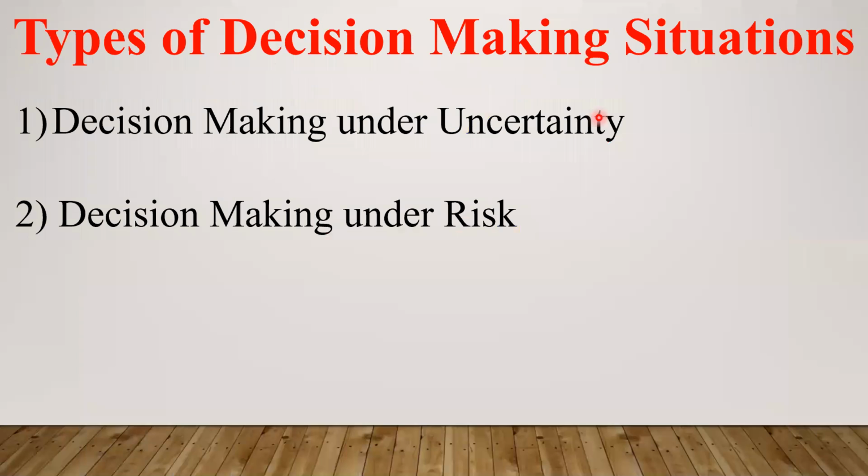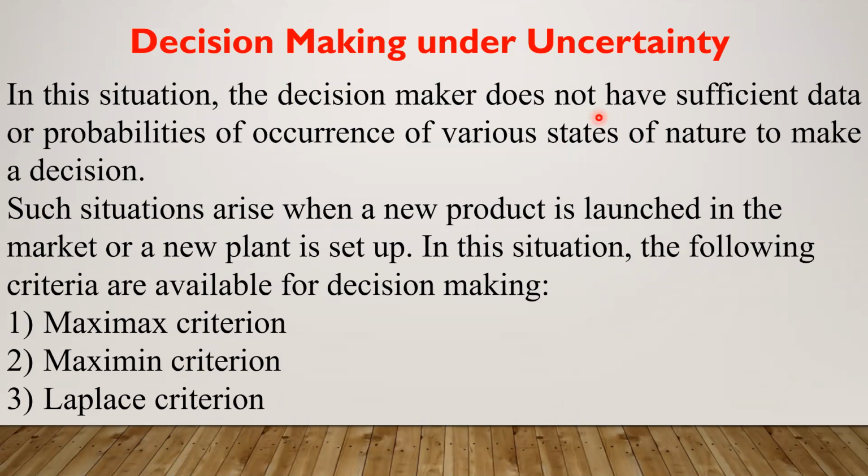Then we have seen there are two types of decision making situations. One is decision making under uncertainty. The second one is decision making under risk. What is decision making under uncertainty? In this situation, the decision maker does not have the previous data or the probabilities of occurrence of various events. He is not having any previous record available with him. So he has to use his own instincts or some criteria which are given as follows: Maximax criterion, Maximin, and Laplace.